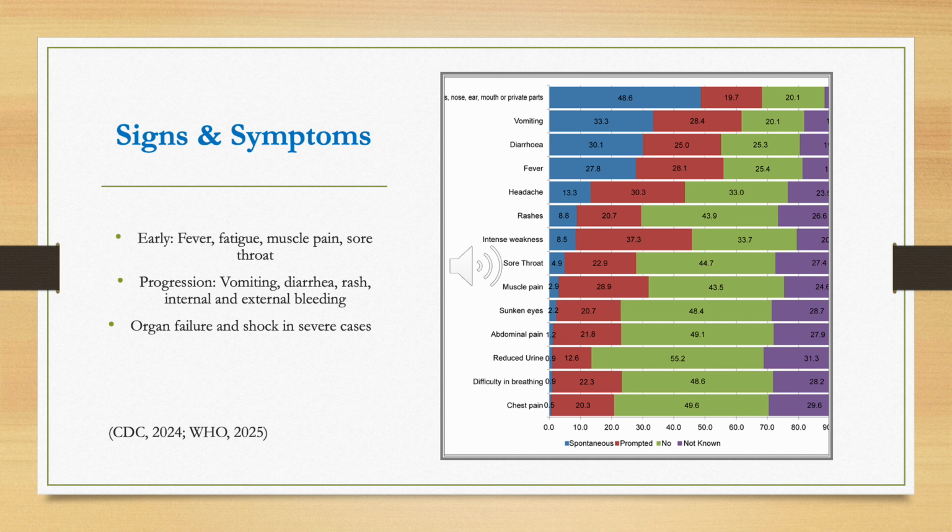As the disease progresses, it can result in more severe signs, also known as wet signs, including vomiting, diarrhea, rash, impaired kidney and liver function, which is very dangerous. In many cases, patients experience both internal and external bleeding, such as bleeding from the gums or in the stool. Early recognition is essential not only for patient care, but also for public safety and containment efforts.